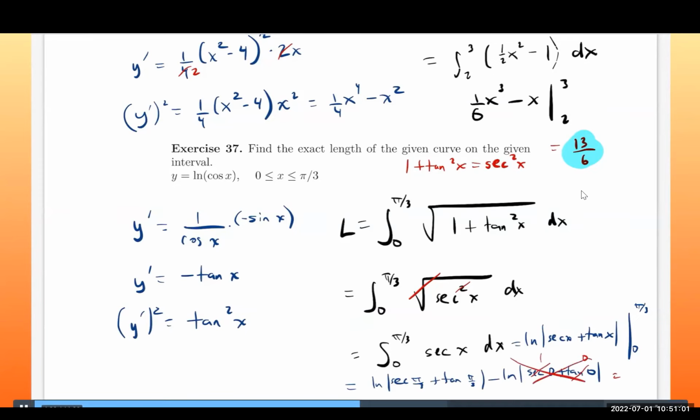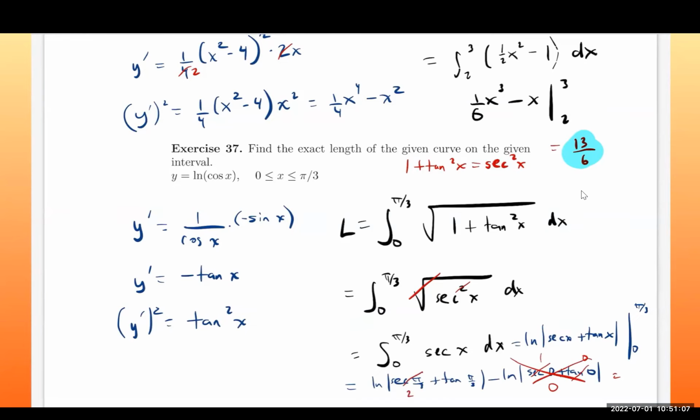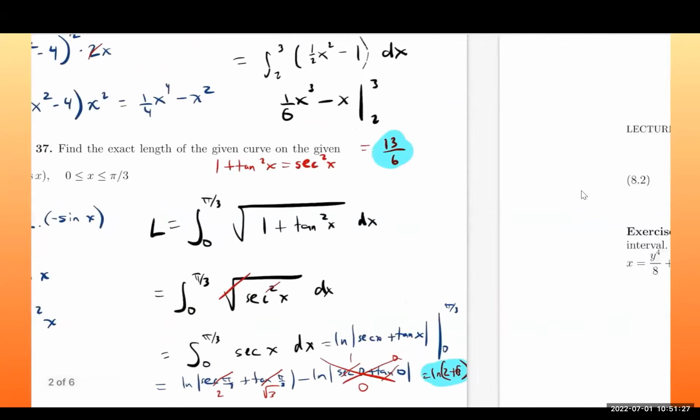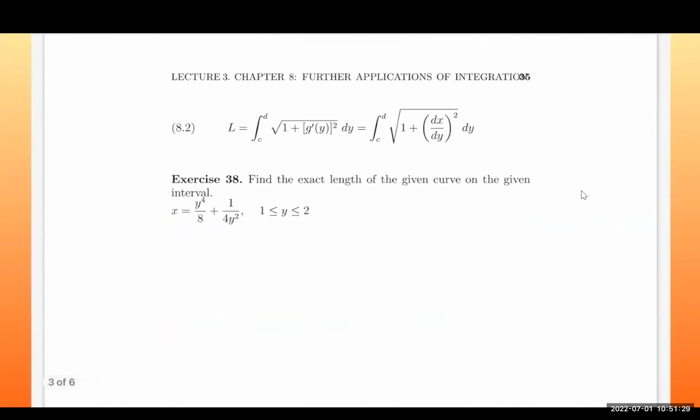Well, tangent of 0 is 0, secant of 0 is 1. The natural log of 1 is 0, so this entire term cancels out. And the secant of pi over 3 is 2, and the tangent of pi over 3 is radical 3. So our final answer is going to be the natural log of 2 plus radical 3. Sorry, I had to squeeze that in there. So it's just the natural log of 2 plus radical 3. There it is, natural log of 2 plus radical 3 is our final answer.